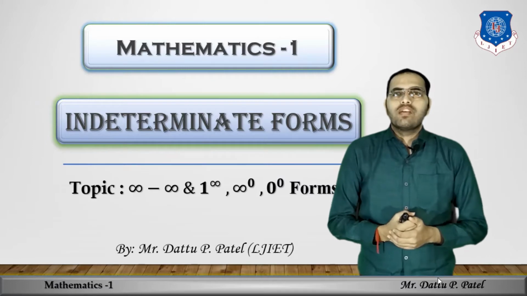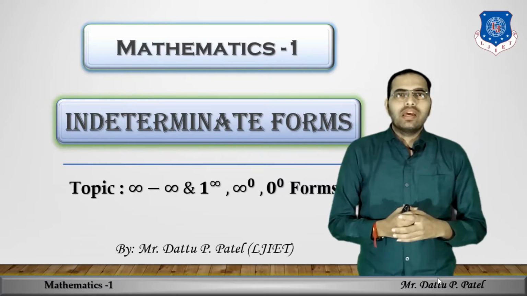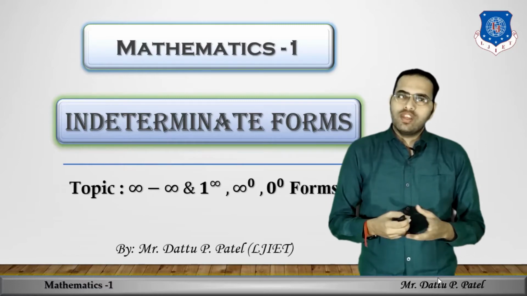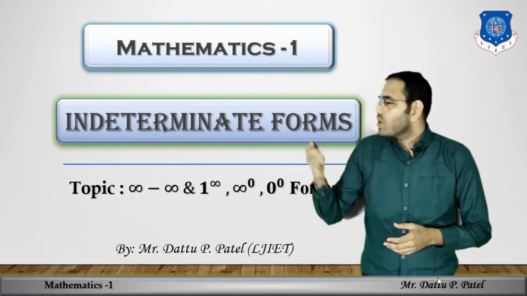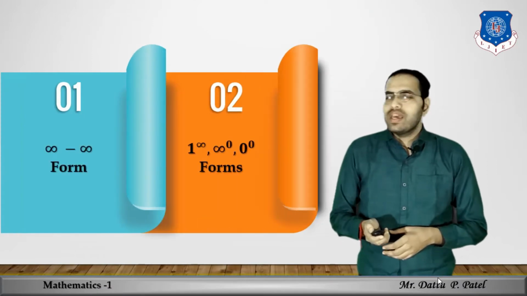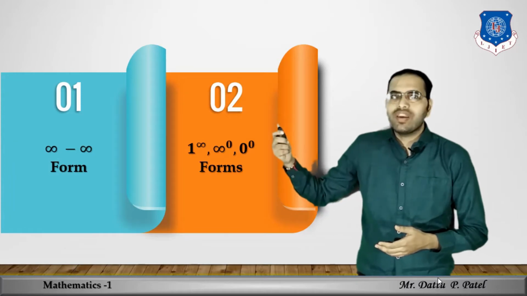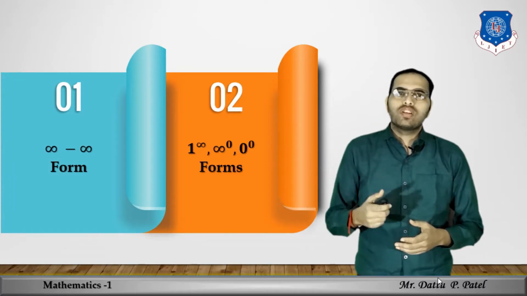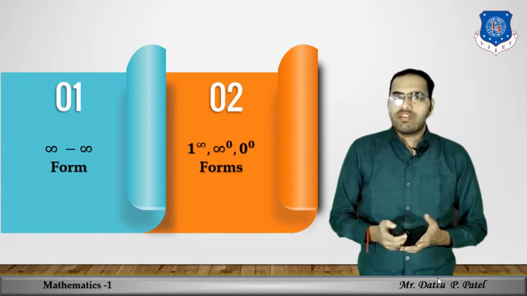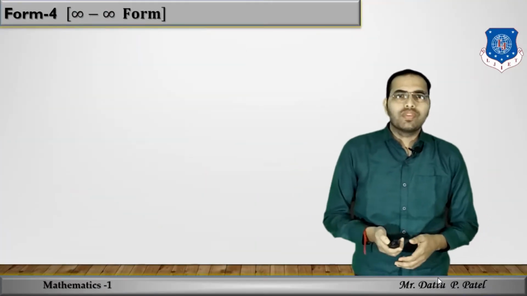In the earlier lecture, we already discussed the infinity by infinity form and the 0 into infinity form. Today's session, we are going to discuss the infinity minus infinity form and the exponential forms, meaning 1 raised to infinity, infinity raised to 0, or 0 raised to 0 form. Firstly, let's start with the infinity minus infinity form.